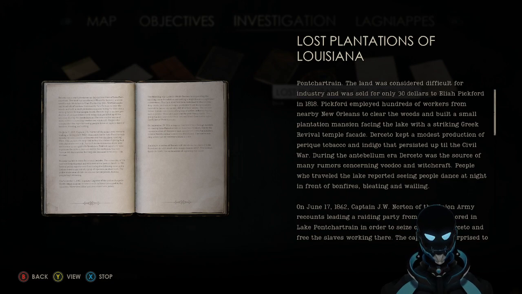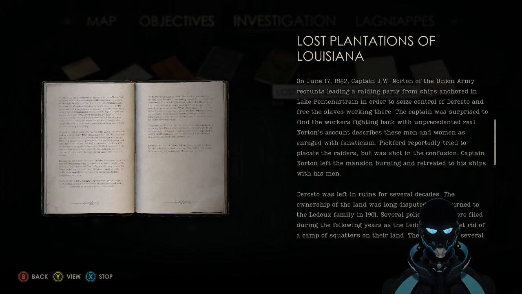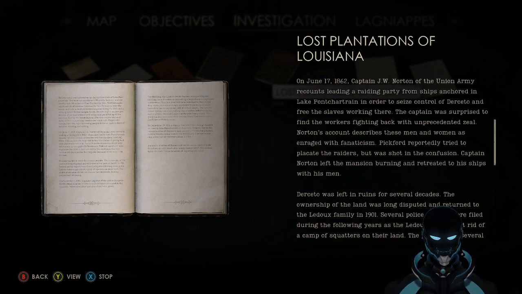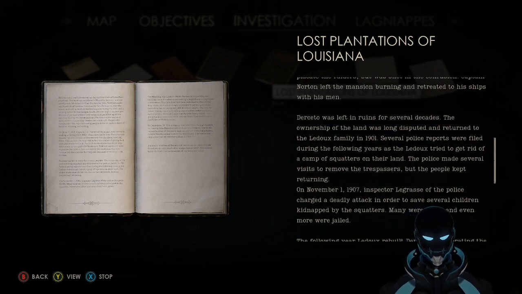The captain was surprised to find the workers fighting back with unprecedented zeal. Norton's account describes these men and women as enraged with fanaticism. Pickford reportedly tried to placate the raiders, but was shot in the confusion. Captain Norton left the mansion burning and retreated to his ships with his men. Derceto was left in ruins for several decades. The ownership of the land was long disputed and returned to the Ledoux family in 1901.